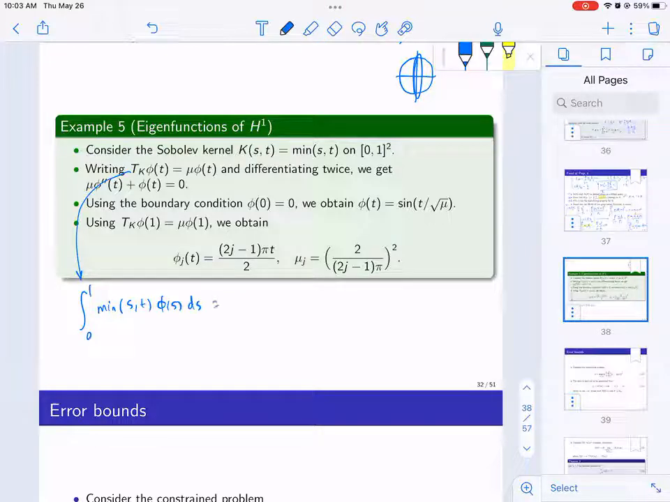If you integrate it, this has to be mu phi(t), right? This would be like an integral from 0 to t. If it's from 0 to t, then the minimum is s. So you get s phi(s) ds, right? Plus t phi(s) ds from t to 1.